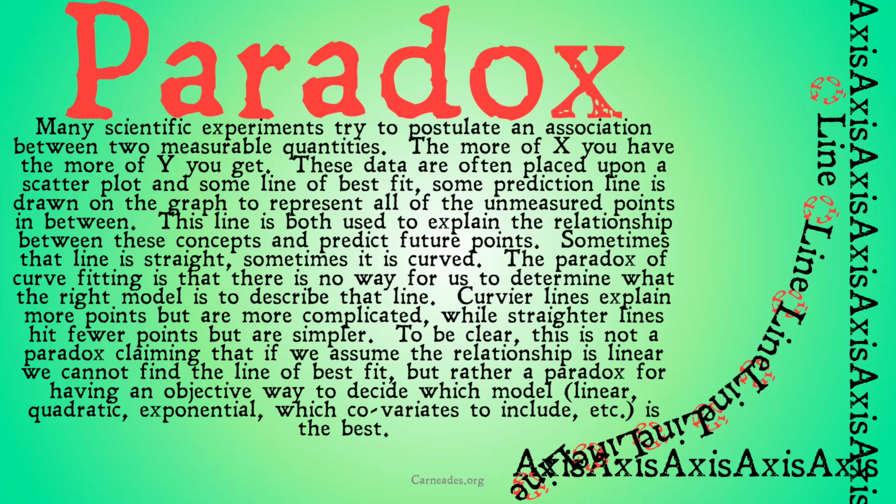The paradox of curve fitting is that there is no way for us to determine what the right model is to describe that line. Curvier lines explain more points, but are more complicated, while straighter lines hit fewer points, but are simpler. To be clear, this is not a paradox claiming that if we assume the relationship is linear, we can't find the line of best fit, but rather a paradox for having an objective way to decide which model, linear, quadratic, exponential, etc., and which covariates to include are the best.